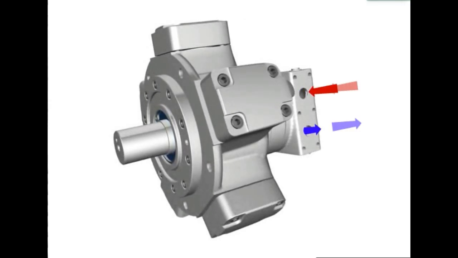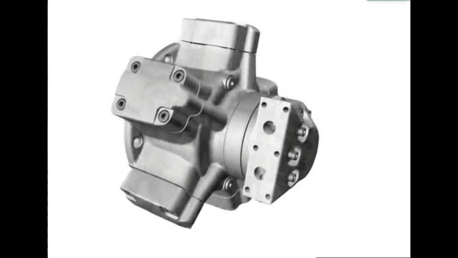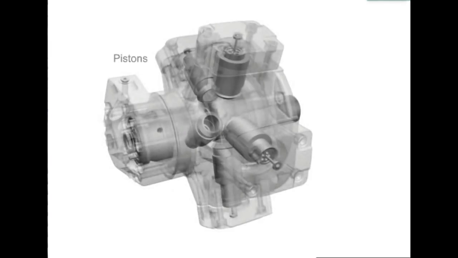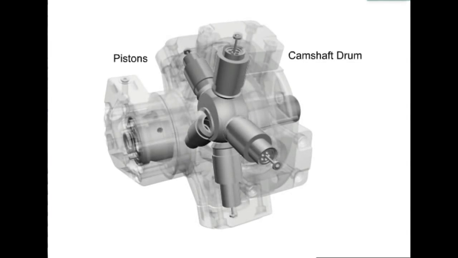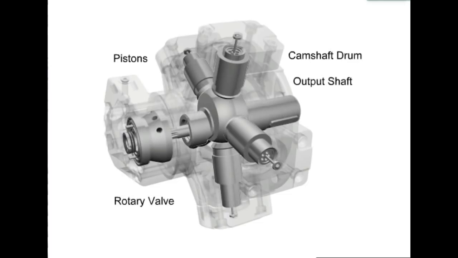Radial hydraulic motors are classified as low-speed, high-torque rotary actuators. Their major components are the pistons, the camshaft drum or stator, the output shaft, and the rotary valve.